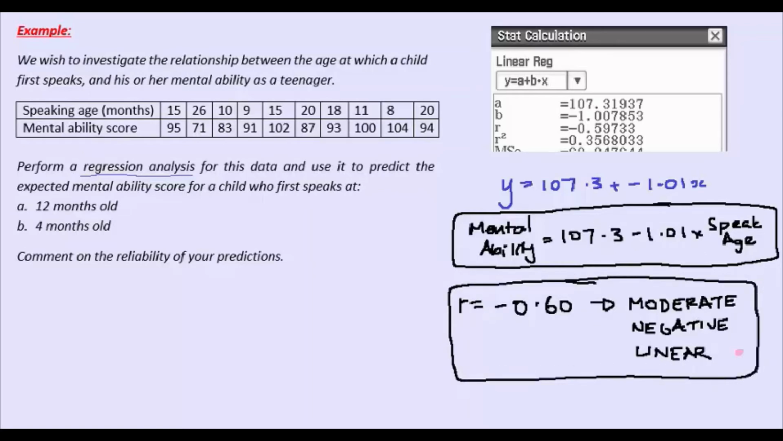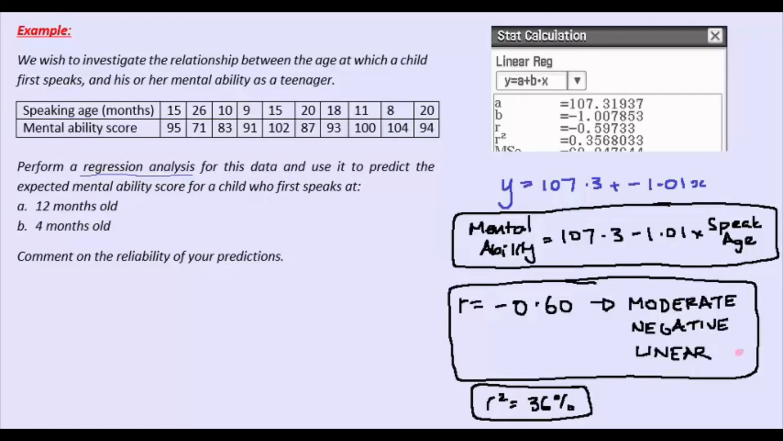The next thing I can have a look at is the coefficient of determination, which is 0.36. I might write that down. 0.36 gives me 36%. So that's always good to keep in mind. And now I've pretty much used my calculator information.